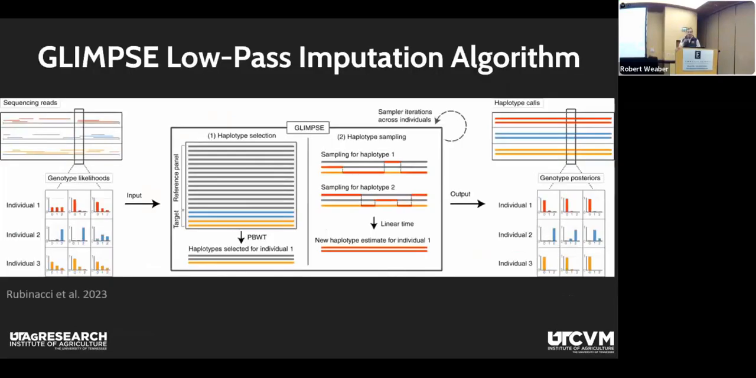And in the context of genomic prediction, there's possibly some application there, and we'll get to that later on in the day. And this is just a quick rundown from the GLIMPSE algorithm.